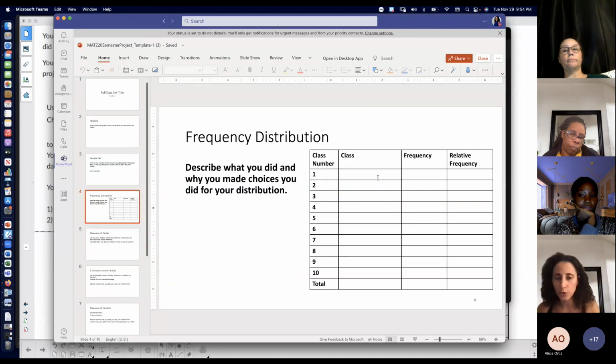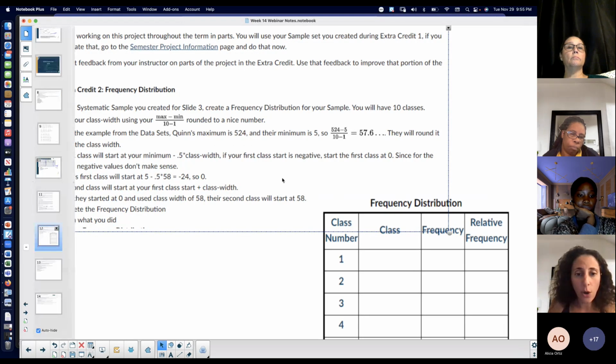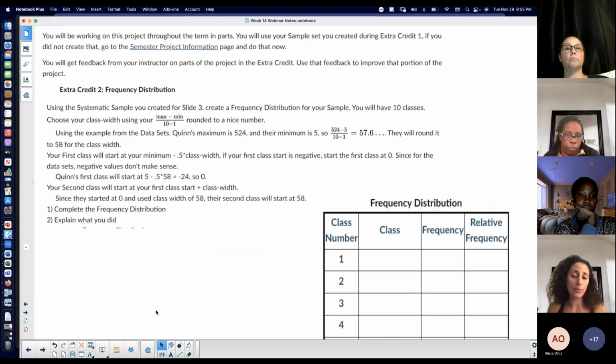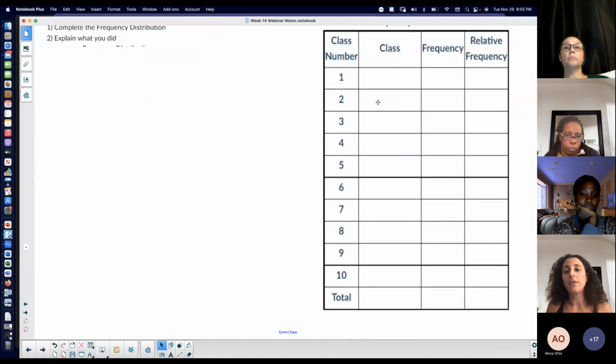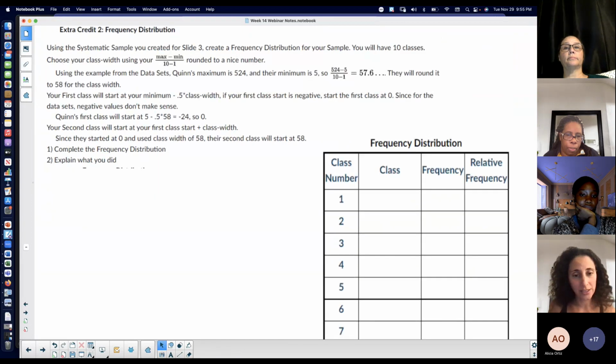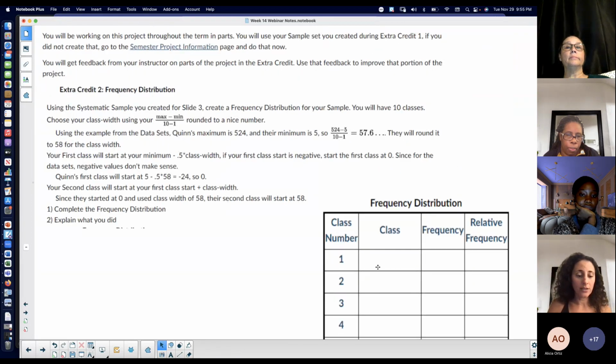Slide 4, frequency distribution. You want to create a frequency distribution table for your set, your sample. You're not using the population, right? I'm not using this whole set. I'm only using my sample that was systematically sampled from that. I'm using my sample, okay, to create the frequency distribution table. And obviously, we need to create the classes, we need to create the frequency, and then we need to calculate relative frequencies. But there is a specific way that you are asked to find your classes. So this is important, okay?